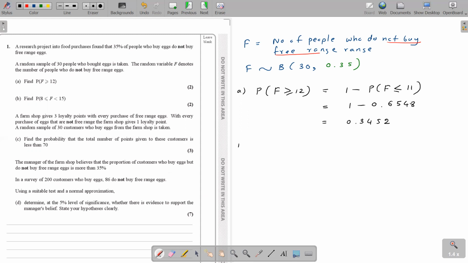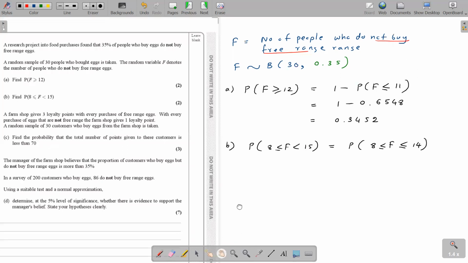Then part B, they are asking you to find the probability F is greater than or equal to 8, less than 15. How do we find this? Greater than or equal to 8, less than 15 means you need to first of all realize this is a discrete distribution. So when you say less than 15, it means 15 is not included. What value is actually included here? Greater than or equal to 8, less than or equal to what? 14, because you know it's discrete and you do not have any values in between.